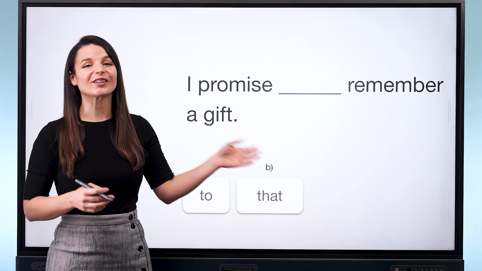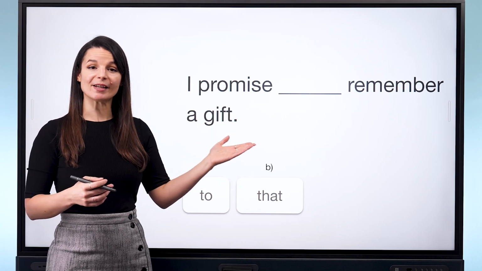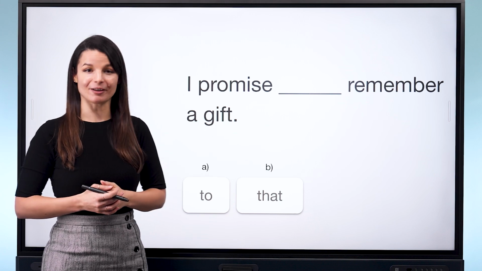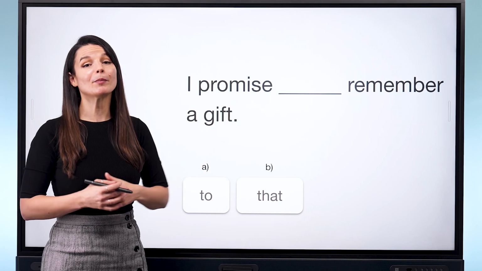Choose the best answer to complete the sentence. Ready? I promise. Remember a gift.